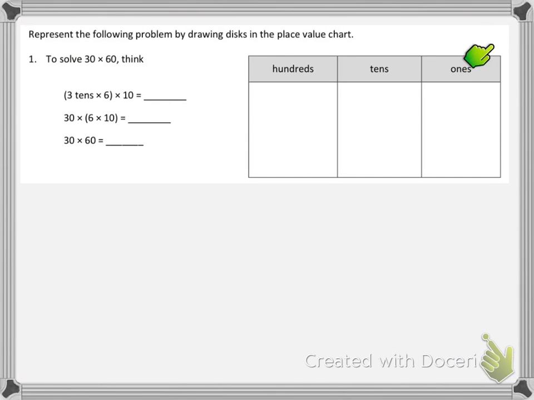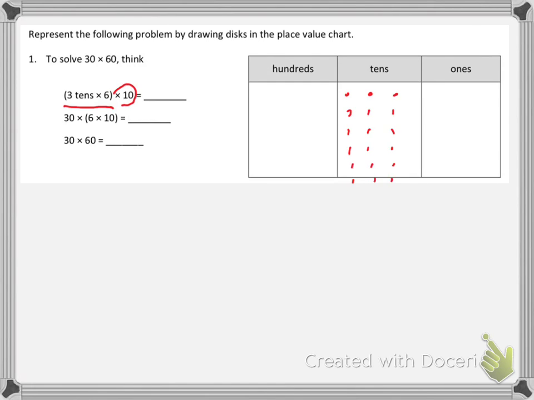Okay, boys and girls, in this problem, they want us to represent the following problem by drawing discs in the place value chart. So, I see to solve 30 times 60, think 3 tens times 6 tens. That's showing I'm going to have 3 tens in the tens column. But it says 3 tens times 6, so I need 6 of those. So that's 1, 2, 3, 4, 5, and 6. So I have 6 groups of these 3 tens.